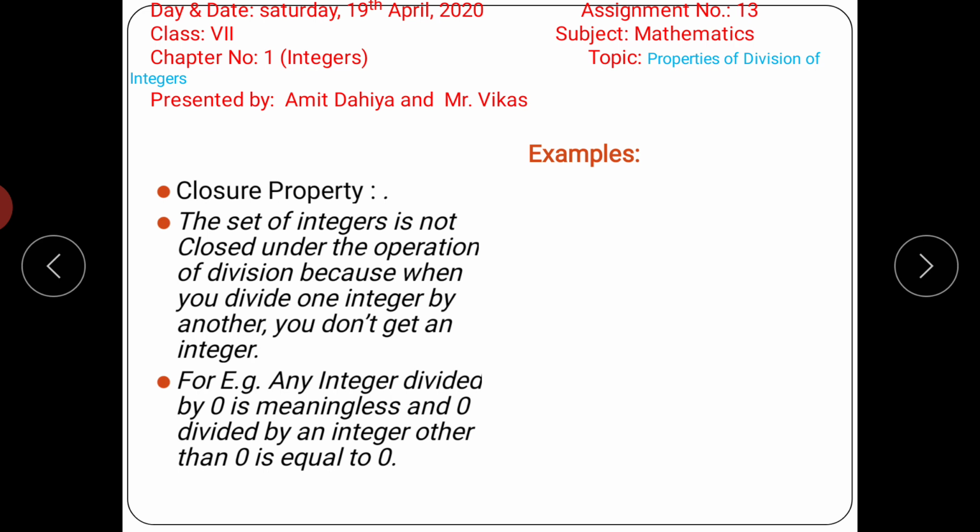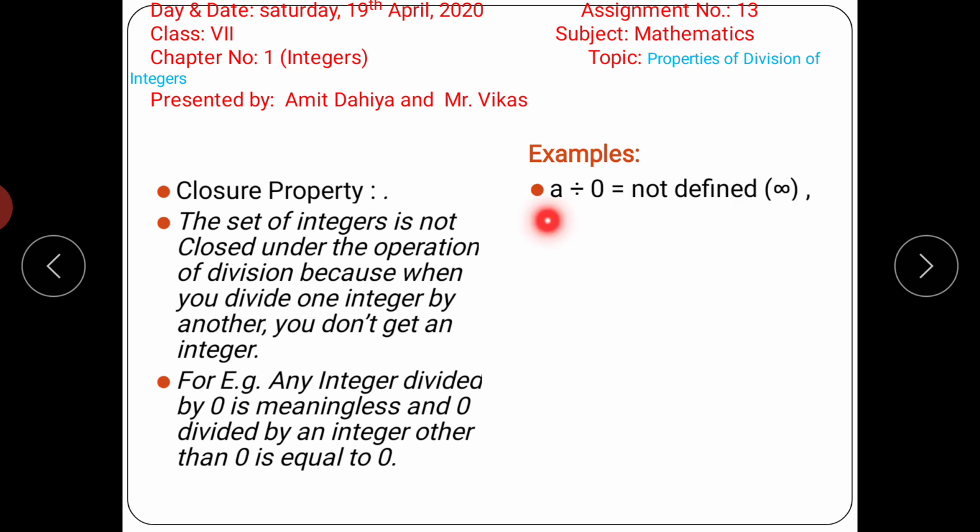So it is not a defined number, or infinite, we can say. And 0 divided by an integer other than 0 is equal to 0. If we divide 0 by any integer other than 0, it always gives 0. So first we saw that both results are different: when an integer is divided by 0, it gives an undefined term, and when 0 is divided by any integer, it always gives 0. So both are not the same. The undefined term does not belong to the integers, so the closure property of integers for division does not hold.